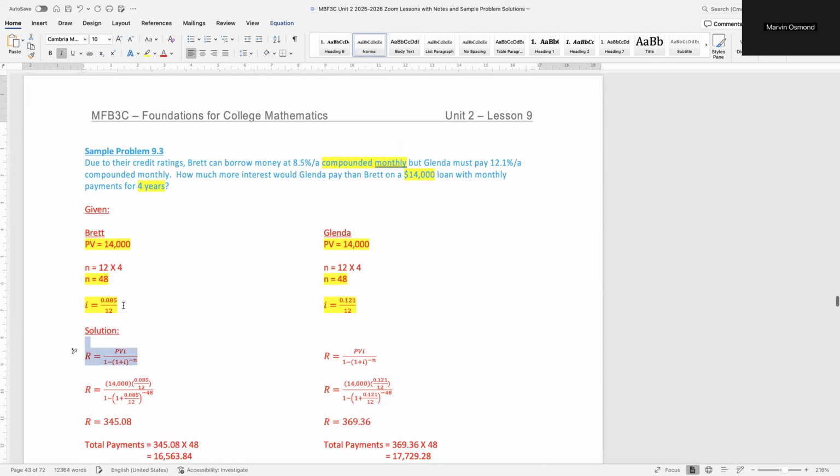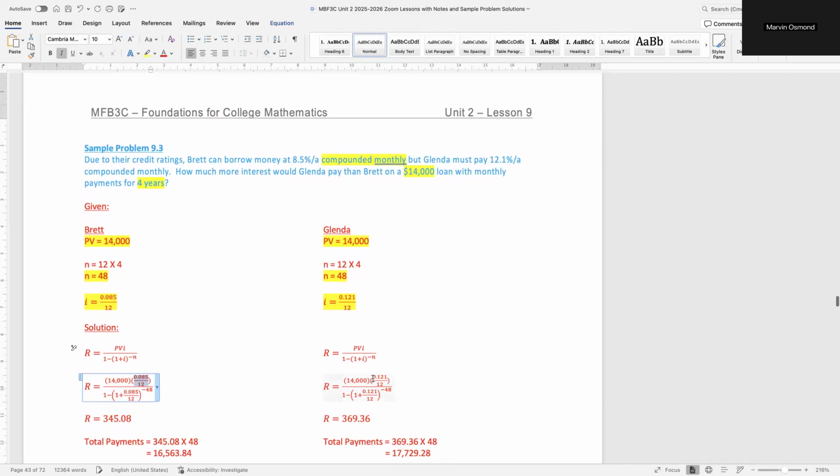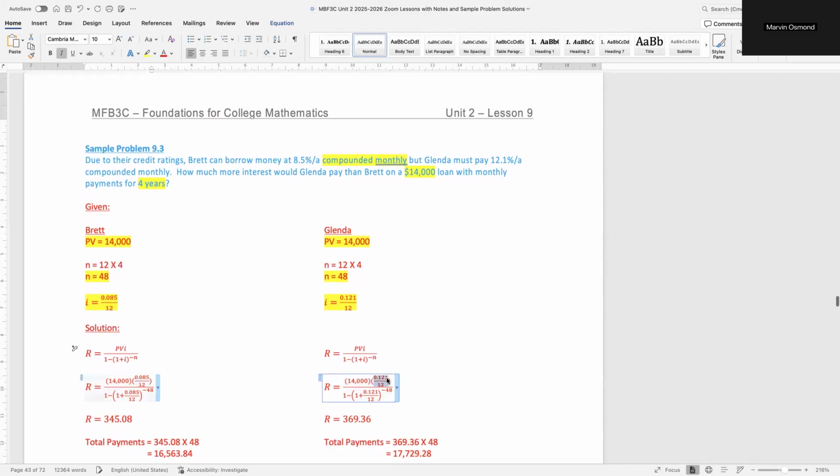I for Brett is 0.085 divided by 12. And for Glenda, it's 0.121 divided by 12. And underneath, we have 1 minus 1 plus I to the power of negative n. So it's going to be 1 minus 1 plus 0.085 divided by 12, all to the power of negative 48 for Brett. And for Glenda, it's going to be 1 minus 1 plus 0.121 divided by 12 to the power of negative 48.